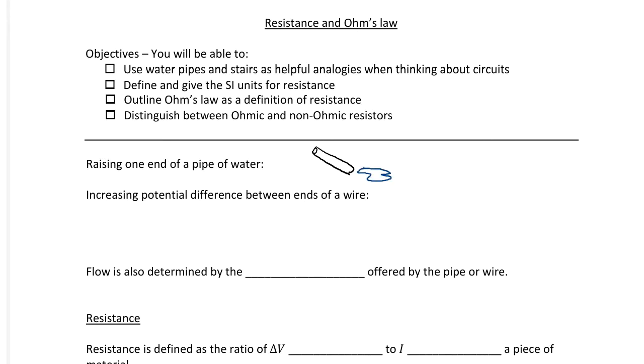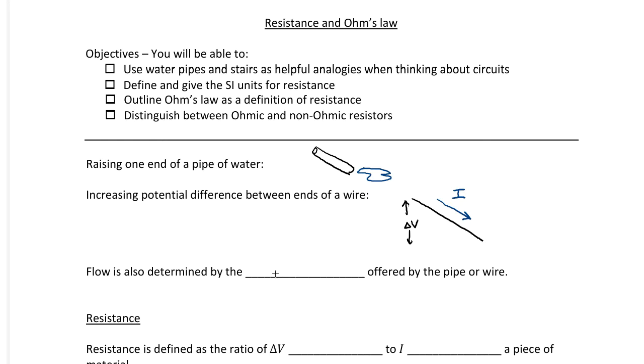And similarly, if we have a wire and we increase the potential difference across the wire, that's analogous to tipping up the end of the pipe. And the more we increase the potential difference, the more we will get flow of charge or current through the wire. So again, increasing the potential difference increases the flow of charge, what we call the current.